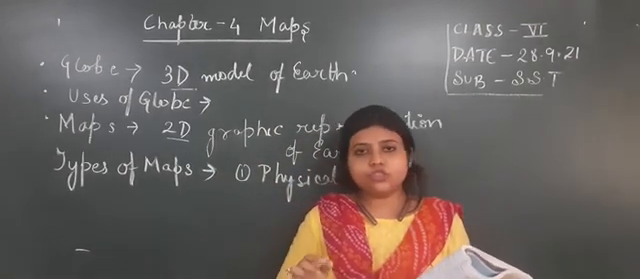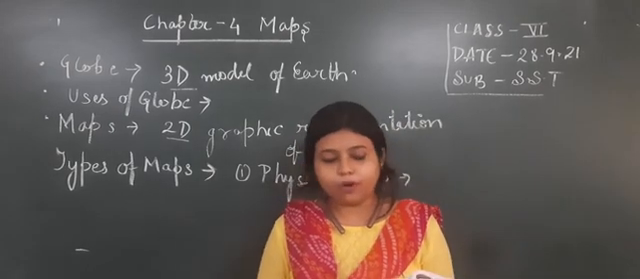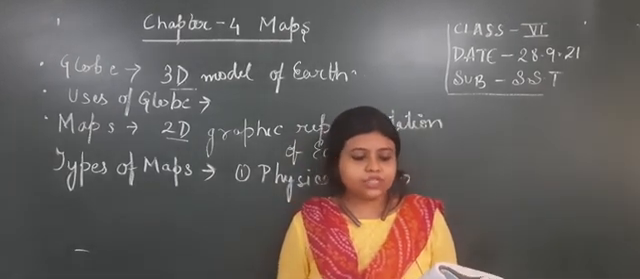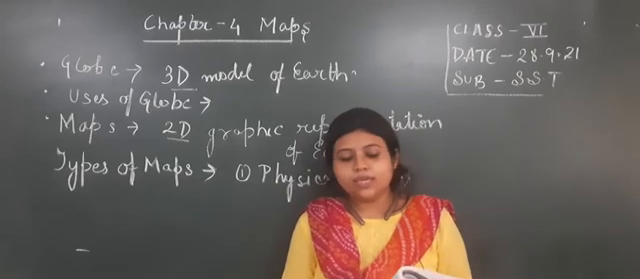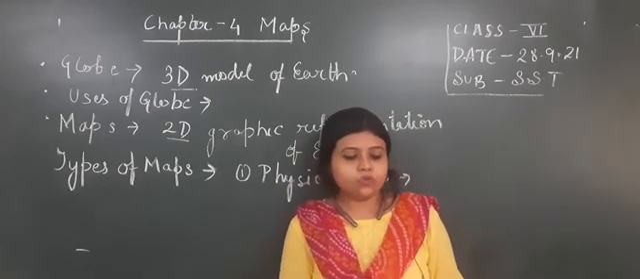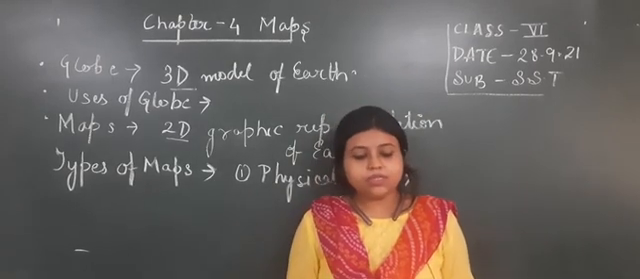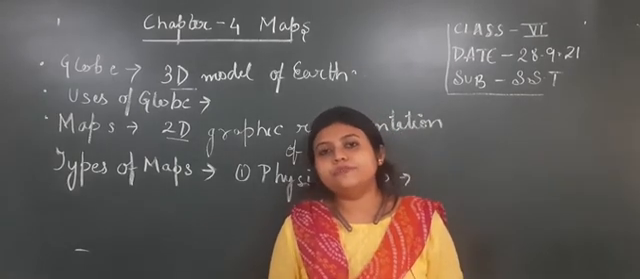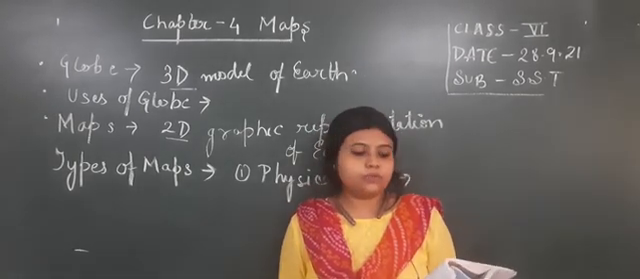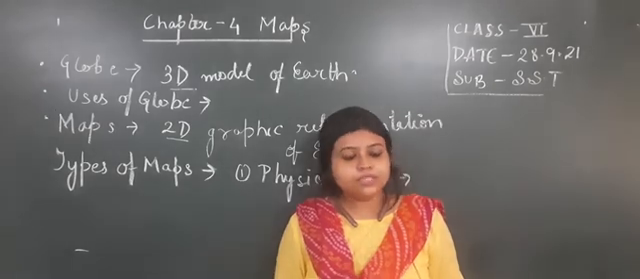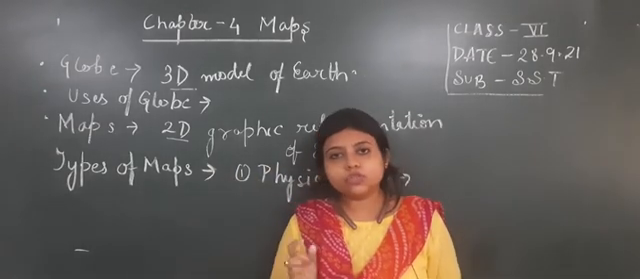Geographic features are marked properly, like mountain ranges, peaks, plateaus, hills, plains, oceans, seas and rivers. All these are marked with different colors. That is known as a physical map. Geographical features are properly shown on it.